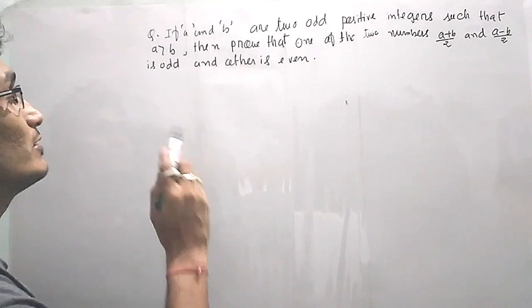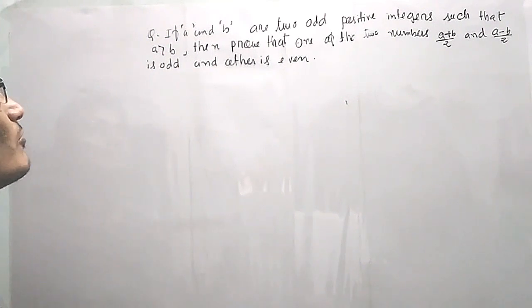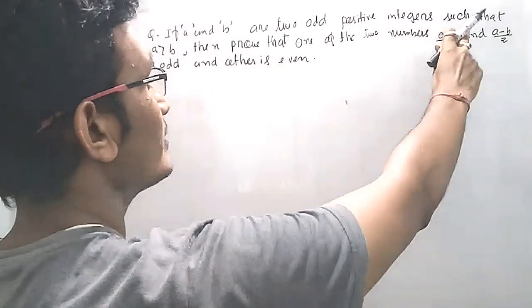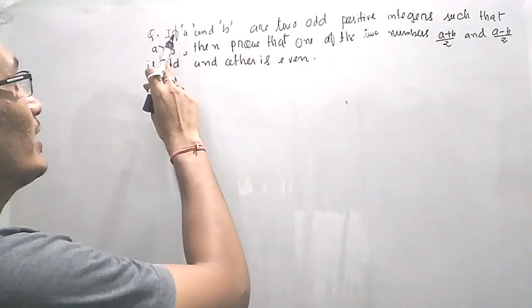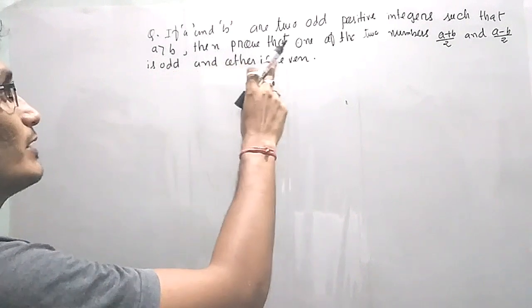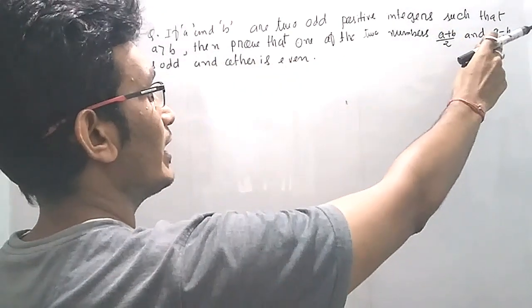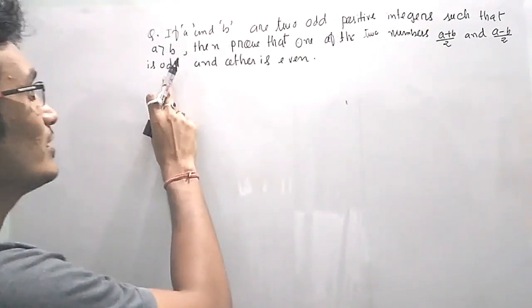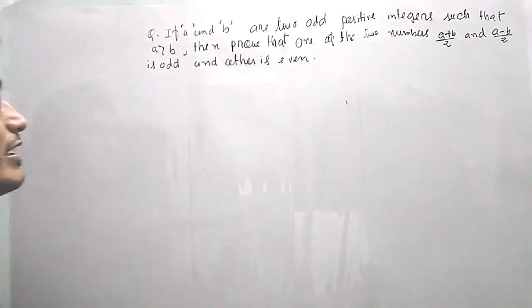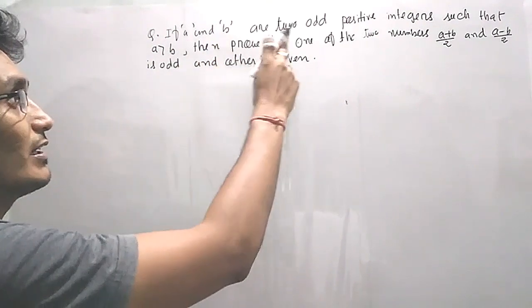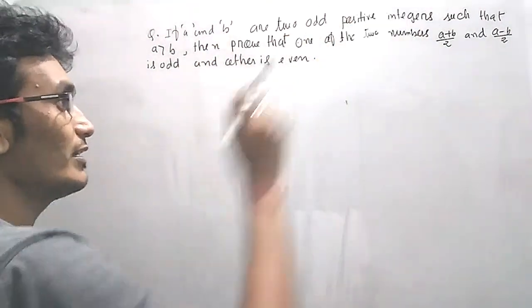So today we will discuss the question: if a and b are two odd positive integers such that a is greater than b, then prove that one of the two numbers (a plus b)/2 and (a minus b)/2 is odd and the other is even. So in this given question, a and b are the two odd positive integers.